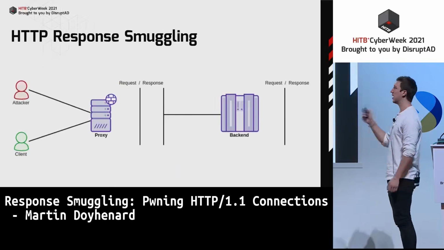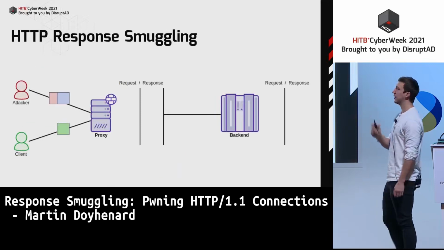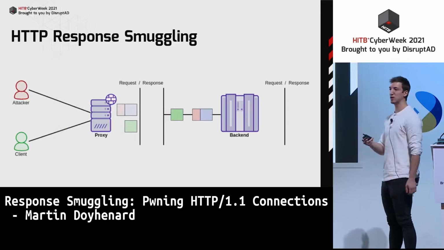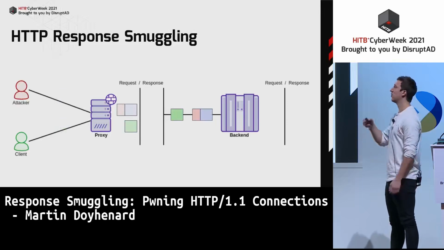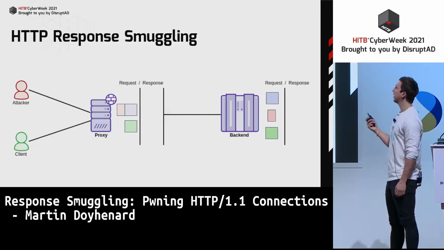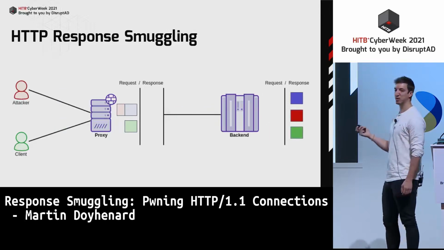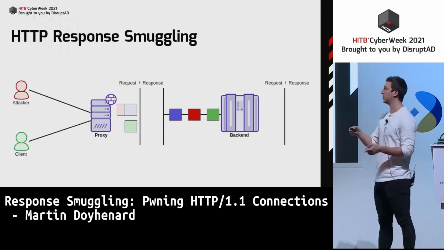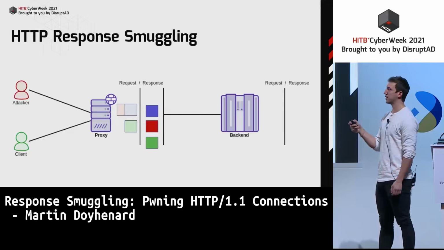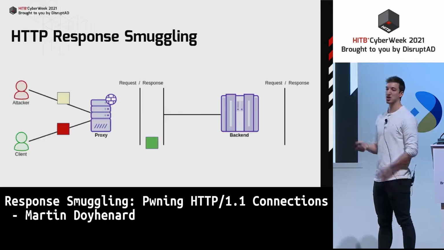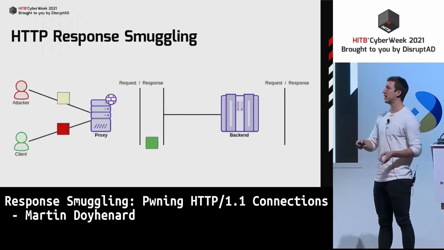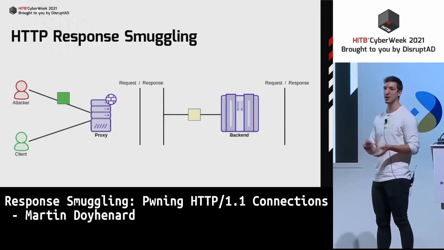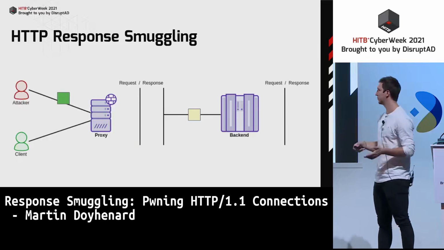Again, using this diagram, we see that the attacker and the client both send requests. The proxy thinks that there are only two requests, so it will forward them to the backend. But the backend will split them and create three different responses. When these three responses go back to the proxy, it will send the first one to the attacker. The second one, which was injected by the attacker, will be sent to the client. And then when the attacker sends a new request, he will obtain, as I said, the victim's response.